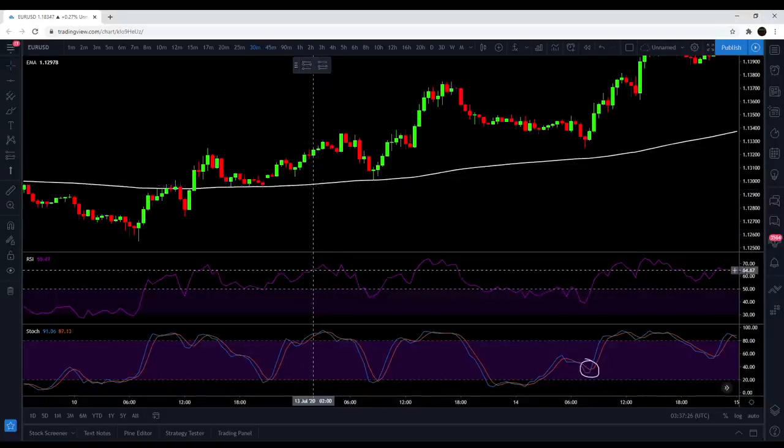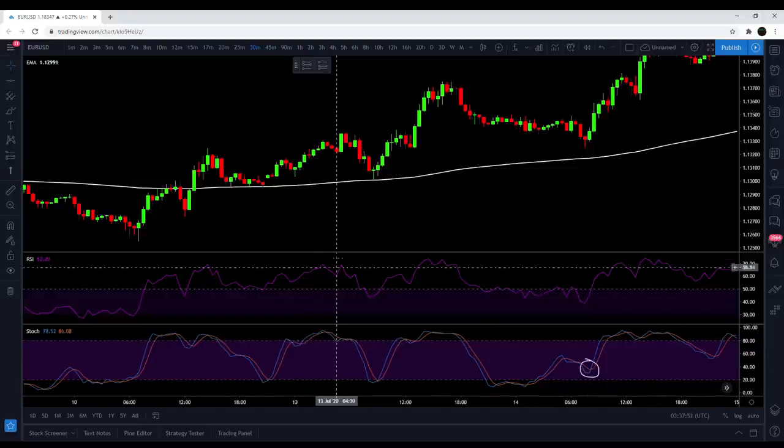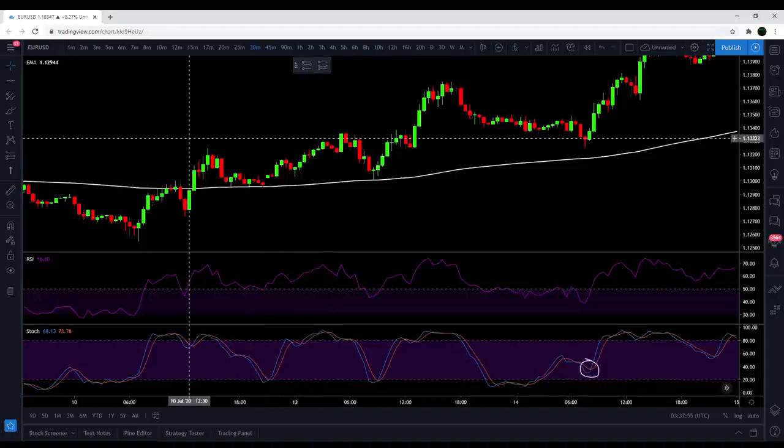The RSI is going to be used for spotting the hidden divergences. I'm going to go into some examples and show you how to do that in just a sec. And then the stochastic is the entry indicator. So it's going to give you the actual entry signals after you have found the divergences with the RSI and identified the trend with the 200 EMA. So let's go in and show a few examples before I get into the 100 tests.